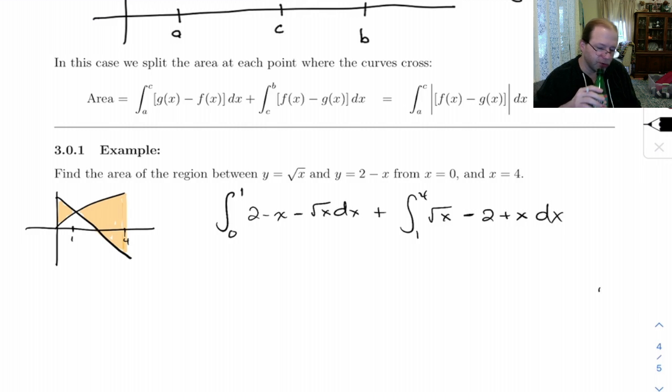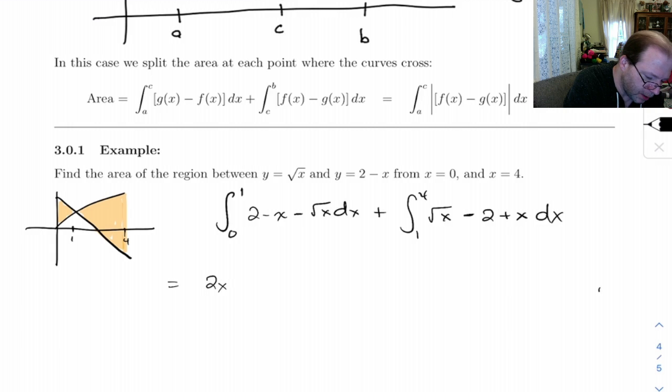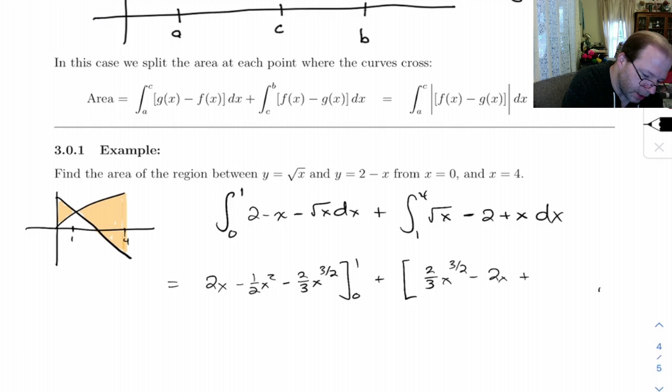So now we can do these two integrals separately. Notice though, the integrals, they're exactly the same except the signs are opposite. So this first one is going to be 2x minus a half x squared minus 2/3 of x to the 3 halves. And that's from 0 to 1. This one over here is 2/3 x to the 3 halves minus 2x plus 1 half x squared from 1 to 4. So now we've got to plug these numbers in.